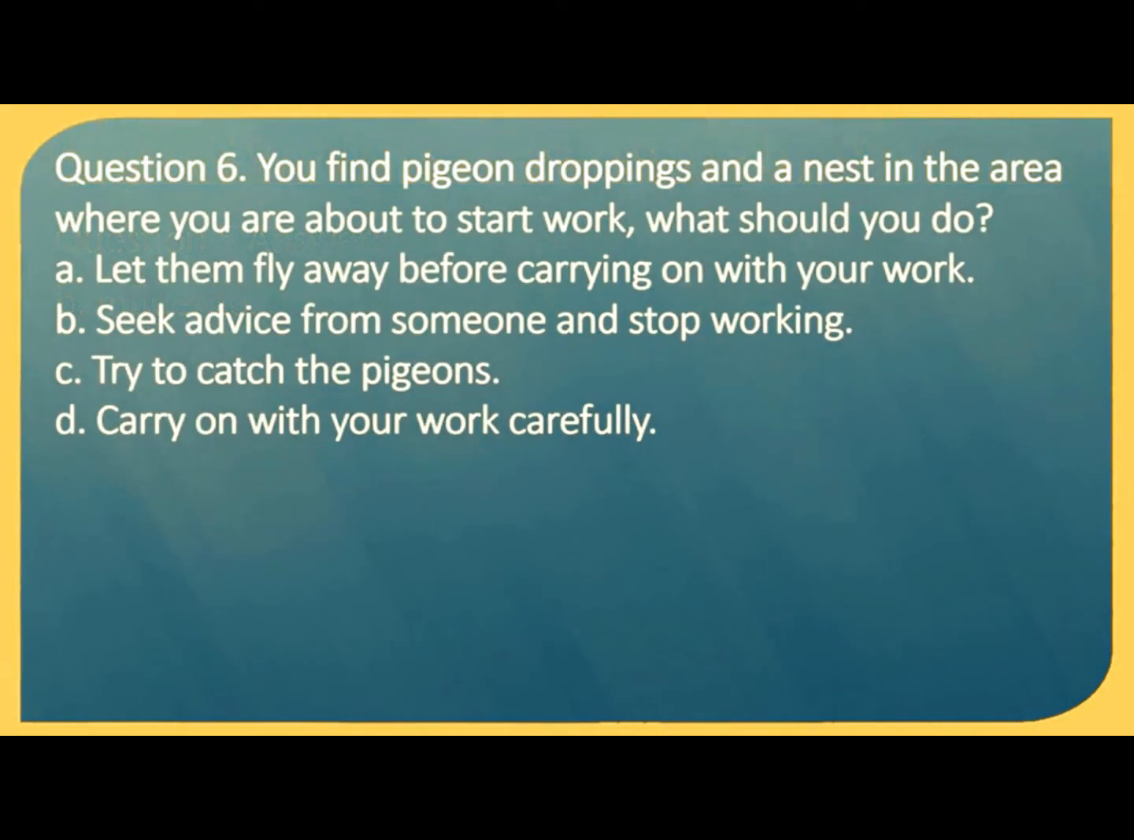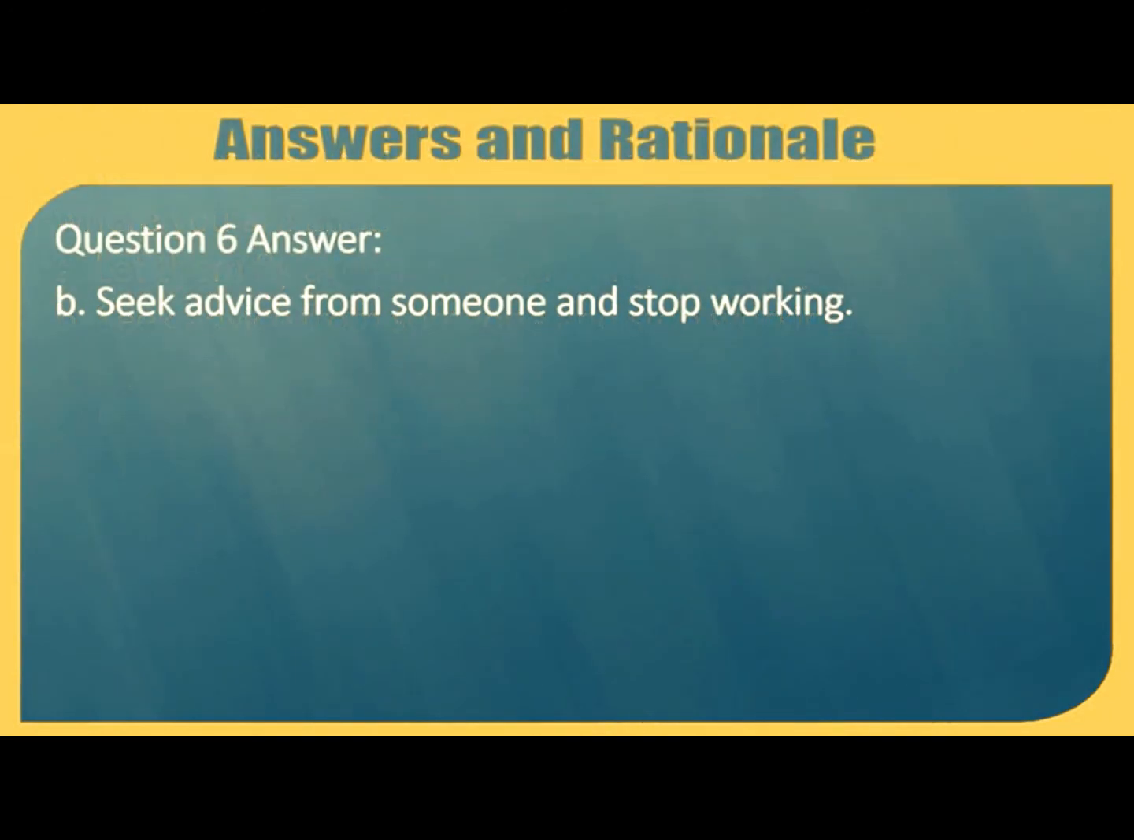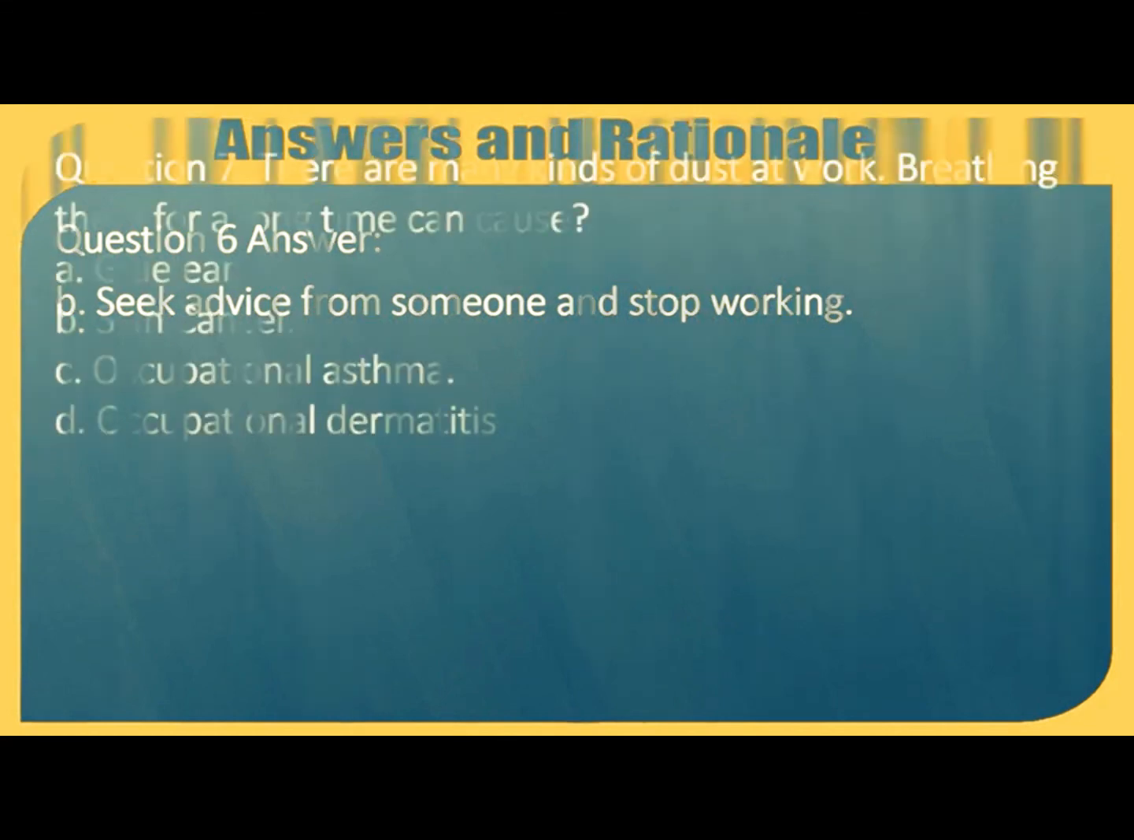Question 6. You find pigeon droppings and a nest in the area where you are about to start work. What should you do? A. Let them fly away before carrying on with your work. B. Seek advice from someone and stop working. C. Try to catch the pigeons. D. Carry on with your work carefully. Question 6. Answer B. Seek advice from someone and stop working.